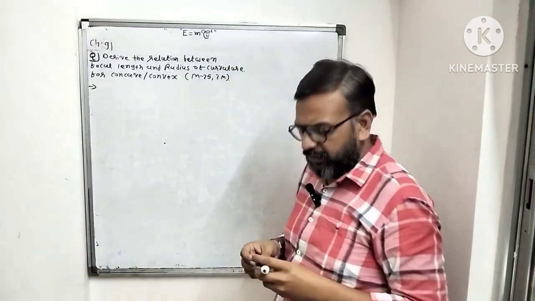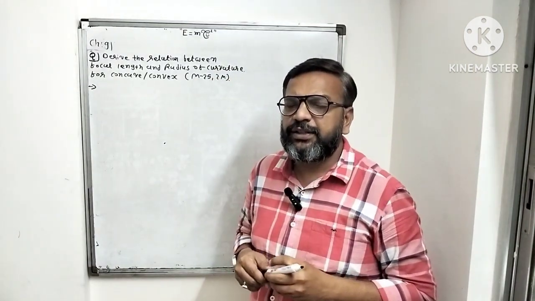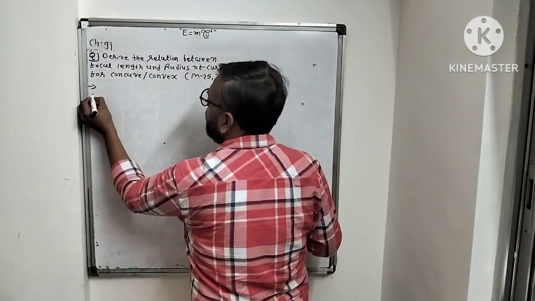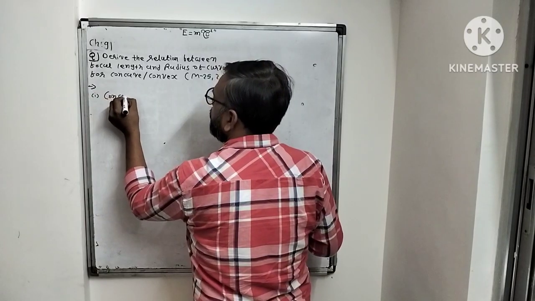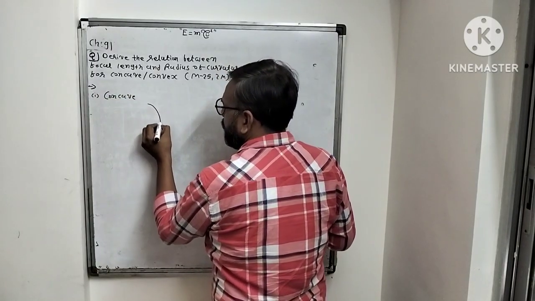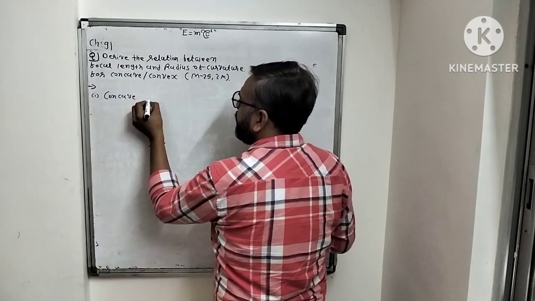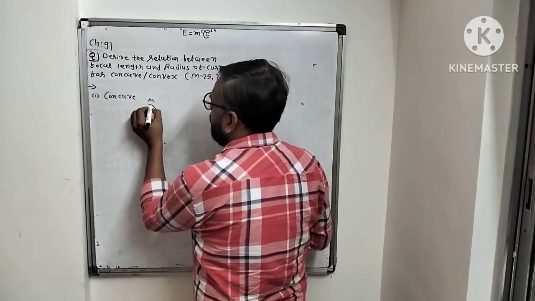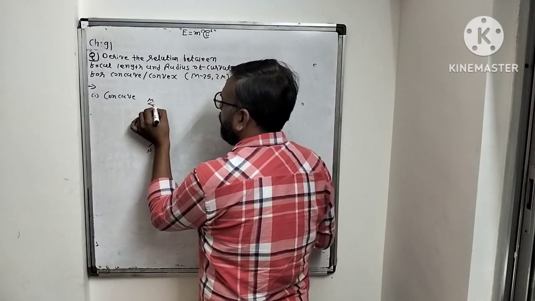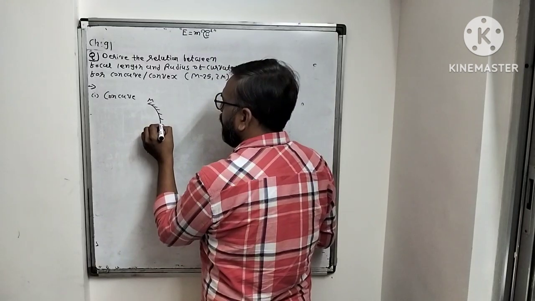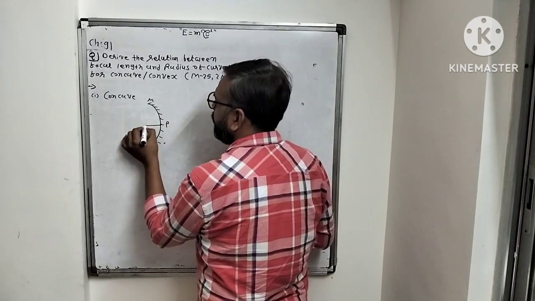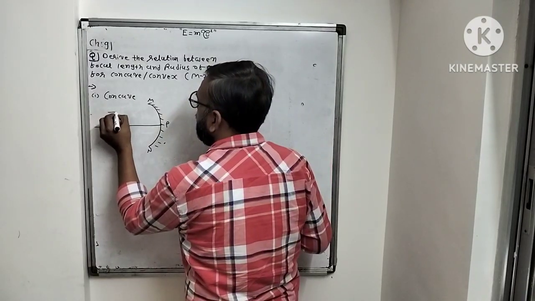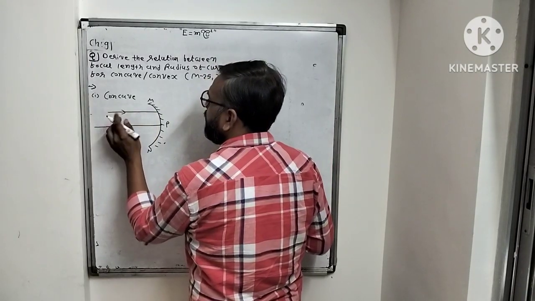So first we practice the figure, which is very important for this chapter. Let's start with concave. Small aperture MN. Midpoint of aperture, that is pole. This is the principal axis. First of all we draw the incident ray, that is parallel to the principal axis.